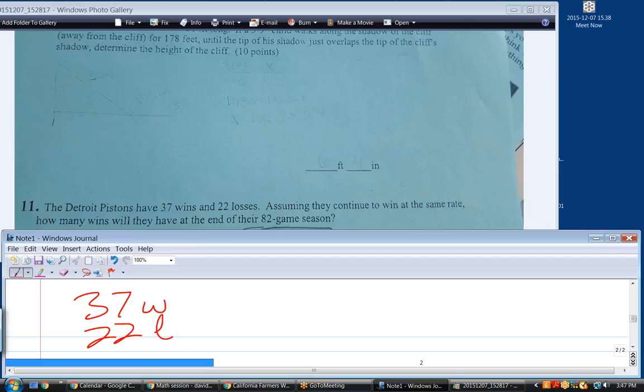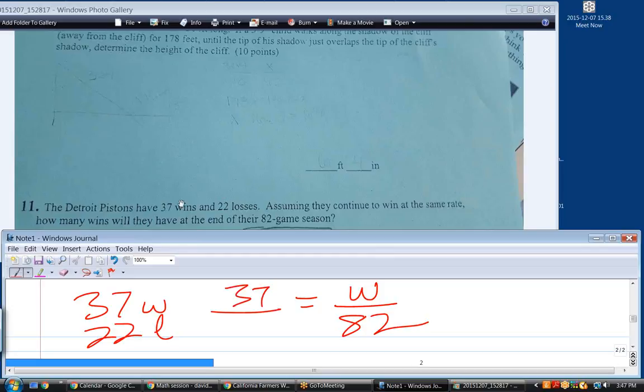Okay, so I know it's a very small project, but I think you could probably figure this out given enough time, but you might do it in a manner that's not the most efficient. You might not do it as a ratio. What I want is the number of wins in an 82-game season. Oh, so 37 over 82 equals 22 over 82?